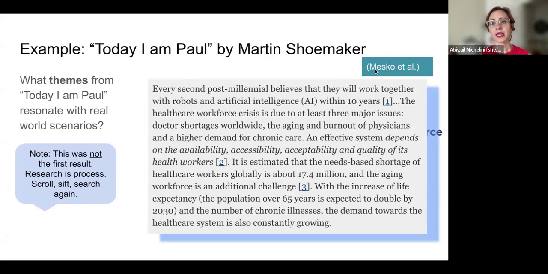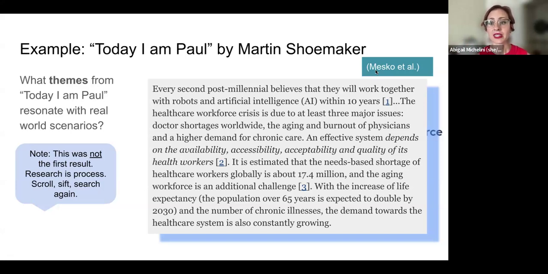So this quote that I'm thinking about including says, every second post-millennial believes that they will work together with robots and artificial intelligence within 10 years. The healthcare workforce crisis is due to at least 3 major issues: doctor shortages worldwide, the aging and burnout of physicians, and a higher demand for chronic care. An effective system depends on the availability, accessibility, acceptability, and quality of its health workers.